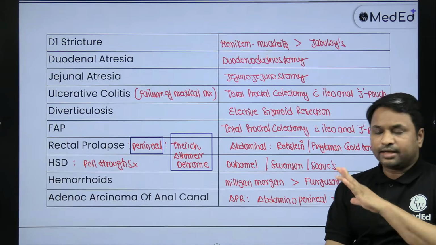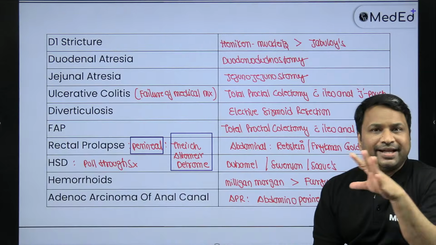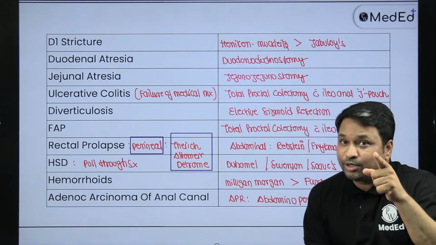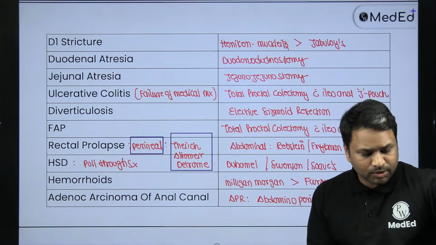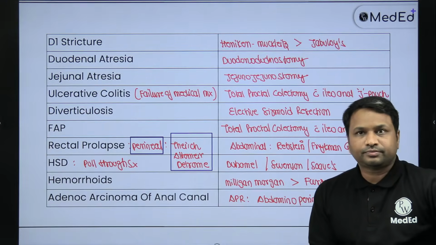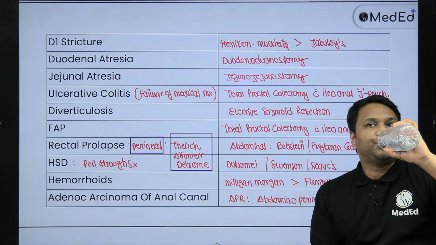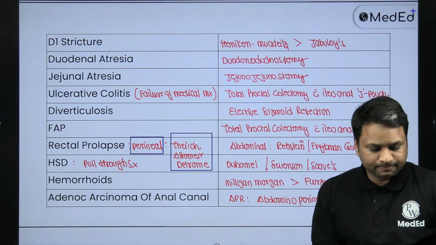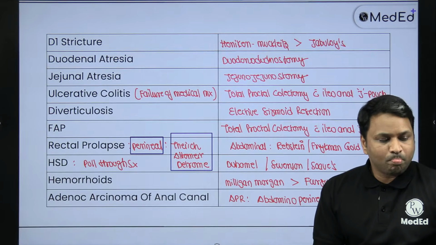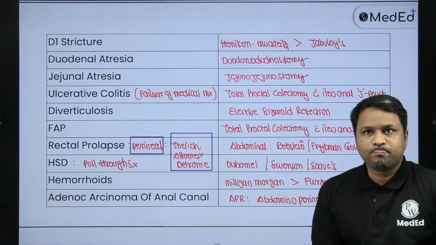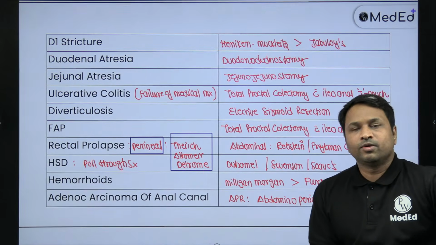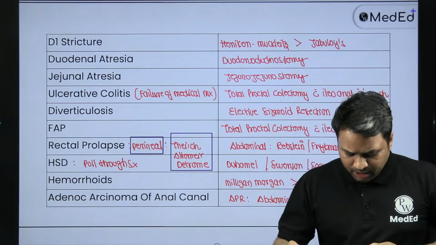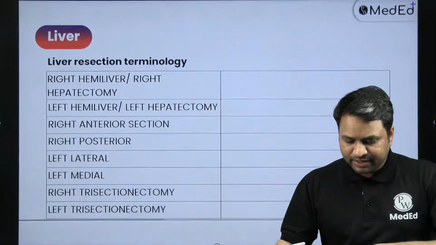See? So these are the entire GI surgery list of topics. Whatever I've discussed, all these are previous exam questions, but the topics are equally important. Just go through them once. So far, any doubts? Quick feedback. Okay. If there's no problem, let's move on to the liver resection terminology.